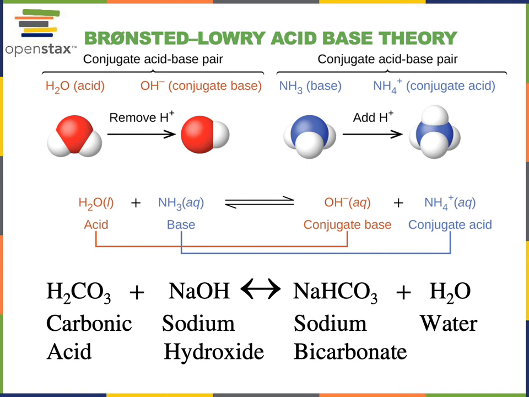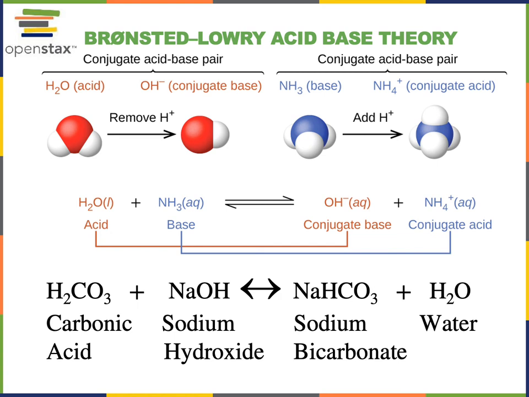In the Bronsted-Lowry acid-base theory, an acid is a chemical that can release a hydrogen ion into solution, whereas a base is a chemical that can accept a hydrogen ion from a solution. The first example shown here in the illustration is water functioning as an acid. As water loses a hydrogen ion, it becomes the hydroxide ion, OH with a negative charge. Now, the hydroxide ion is the conjugate base of water because the hydroxide ion could accept a hydrogen ion to produce water.